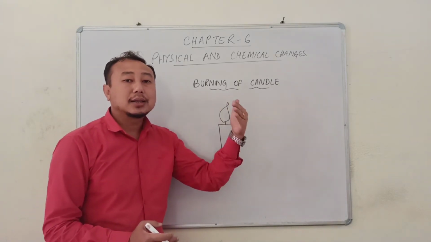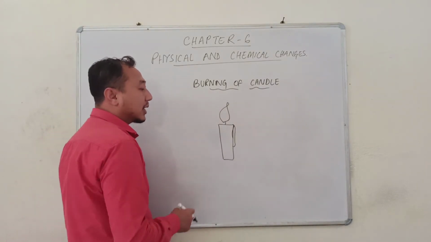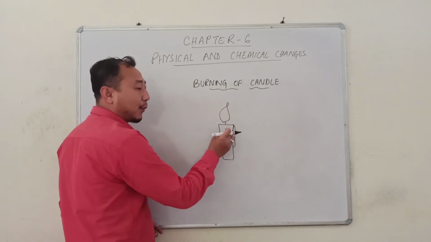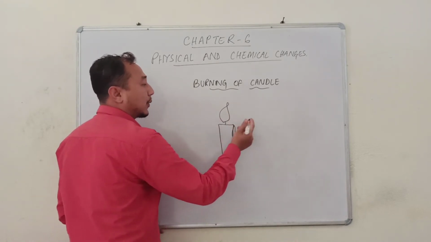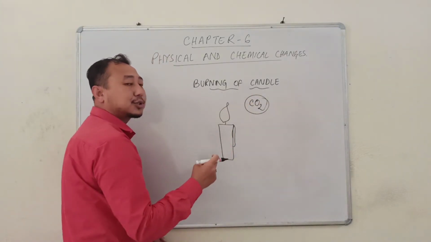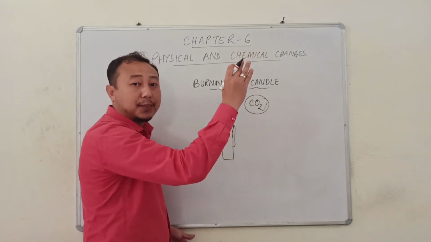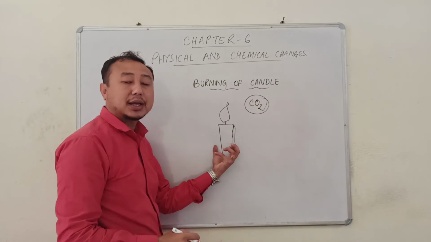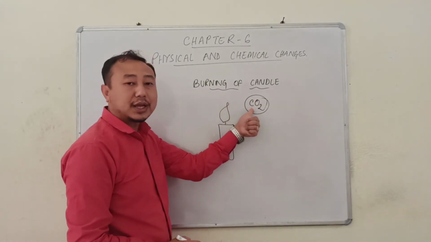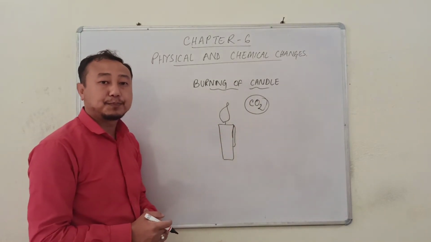Now let us see the chemical change that takes place during the burning of the candle. When we light up this candle, some of the wax will get burned and converted into carbon dioxide. This carbon dioxide is a gaseous substance which will get mixed with the atmospheric air. It will not be able to get converted back into wax again. So the burning of the wax forming carbon dioxide is the first chemical change that takes place during the burning of the candle.